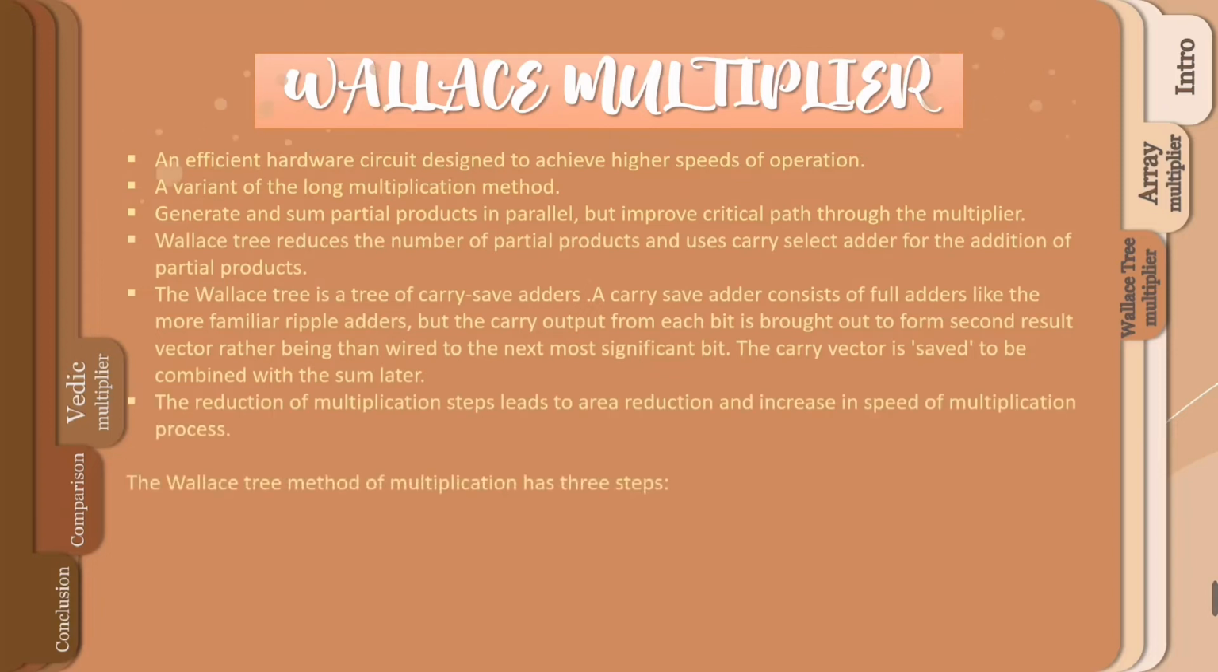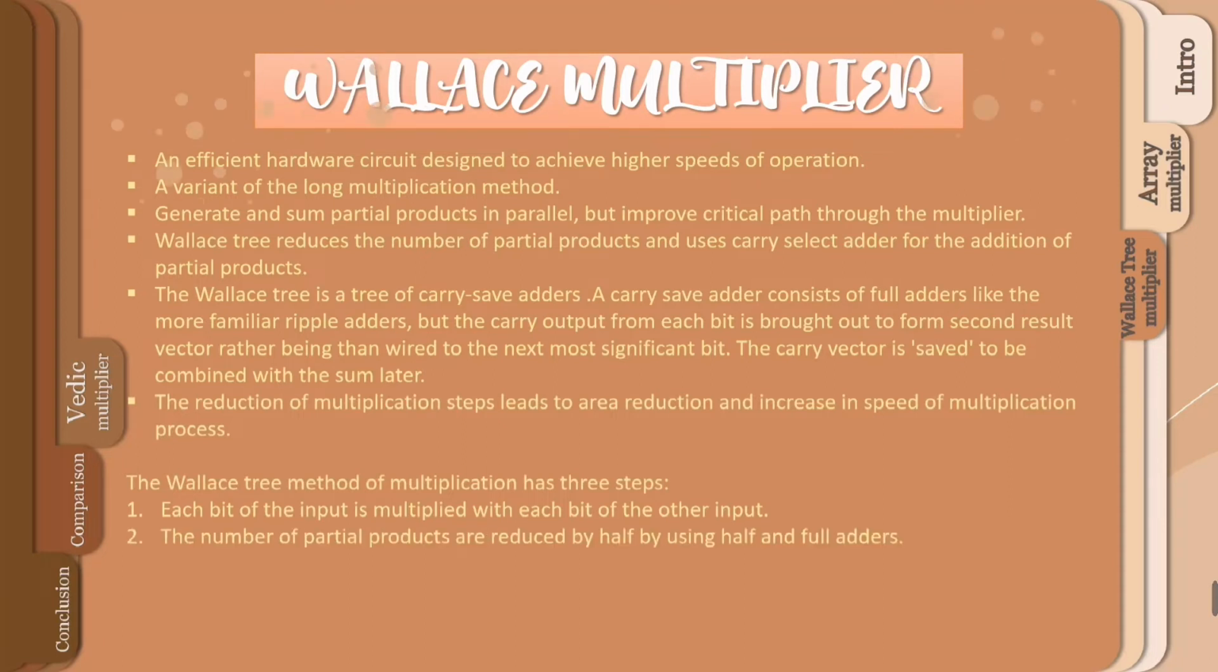The Wallace tree method of multiplication has 3 steps. First, each bit of the input is multiplied with each bit of the other input. The number of partial products is reduced by half by using half and full adders, and lastly, the wires in the two outputs are grouped together and then added.